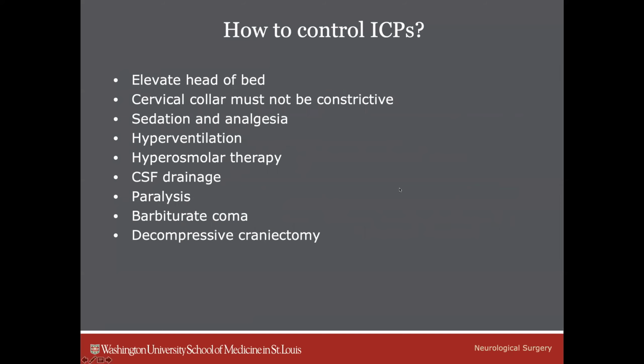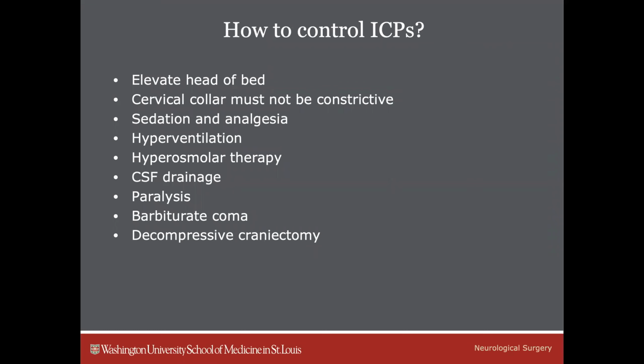So what are the strategies that we can use to control ICPs? First, simple things that we do at the bedside always is elevate the head of bed. Then make sure that most patients who come in with TBI also have a C-collar because their cervical spine hasn't been cleared. So you want to make sure that the collar is adequate but not very constrictive, because if it presses on the jugular veins, then your ICP can go up from just that.